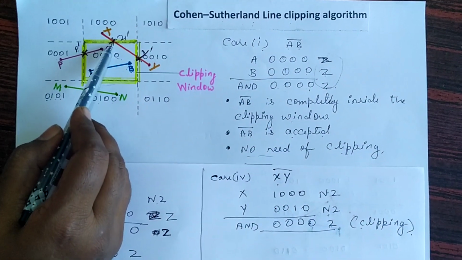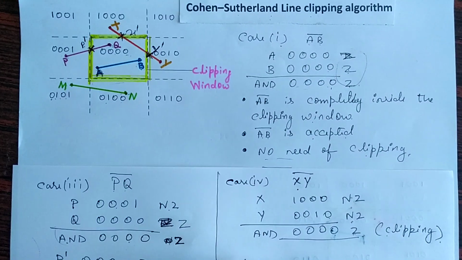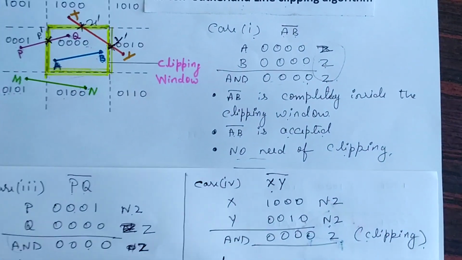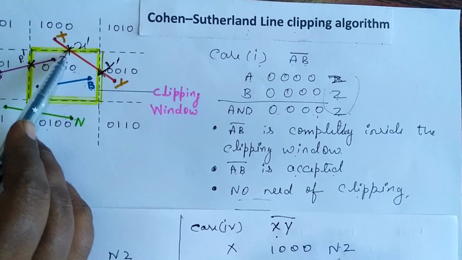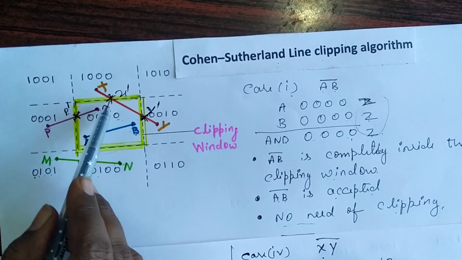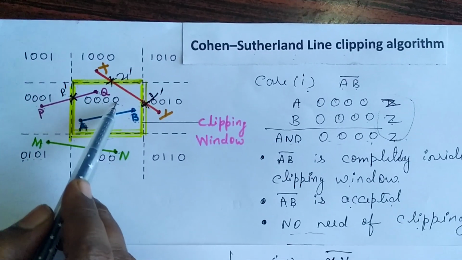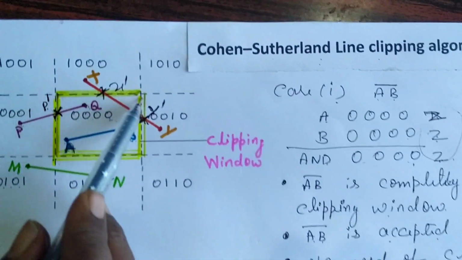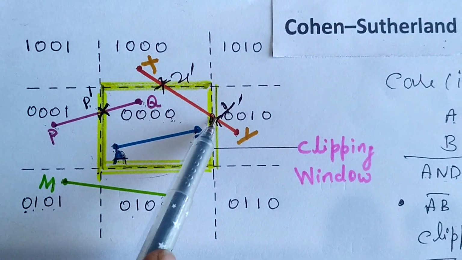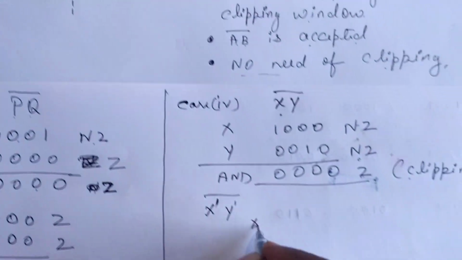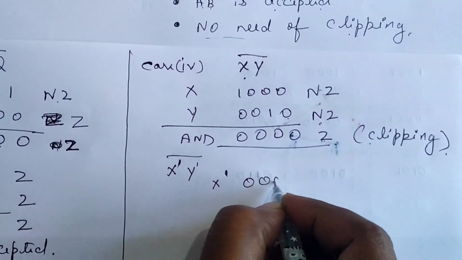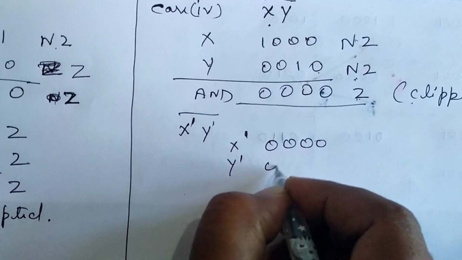The line segment X dash and Y dash. So what is the X dash region code? It lies on the clipping window, so the X dash region code will be 0, 0. Y dash is also lying on the clipping window, so the region code of Y dash will be 0, 0. So we'll write this: X dash region code is 0, 0, and Y dash region code is 0, 0.